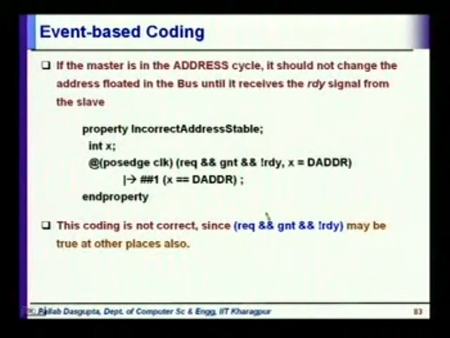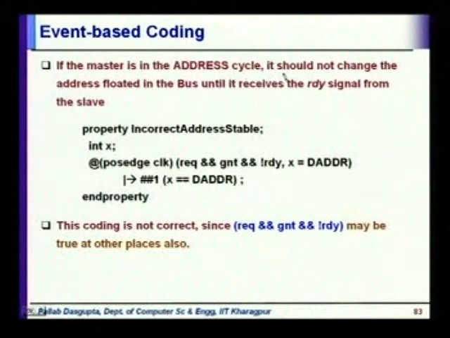Now let us look at this. This is where the problem will start coming. If the master is in the address cycle, remember what is the address cycle? You assert the request, get the grant, and as soon as you get the grant, your address cycle starts. If the master is in the address cycle, it should not change the address floated in the bus until it receives the ready signal from the slave. If the slave is not ready, then the address should be held.